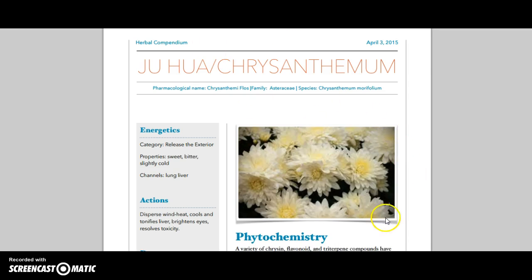This is a beautiful one. This one's very artistic. It really looks like a monograph you would see in a professional herbal book. So here we have Chrysanthemum or Zhuhua. We have the pharmacological name, Chrysanthemum floss, family, Asteraceae, species, Chrysanthemum morifolium.